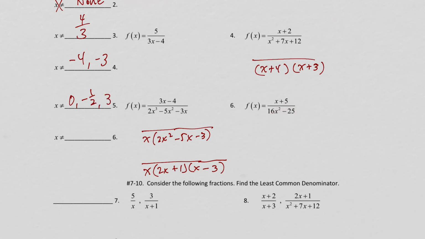Here we're going to factor this. This is the difference of two squares. So we end up with conjugate pairs on the bottom. 4x plus 5 and 4x minus 5. So x cannot be equal to plus and minus 5 over 4.